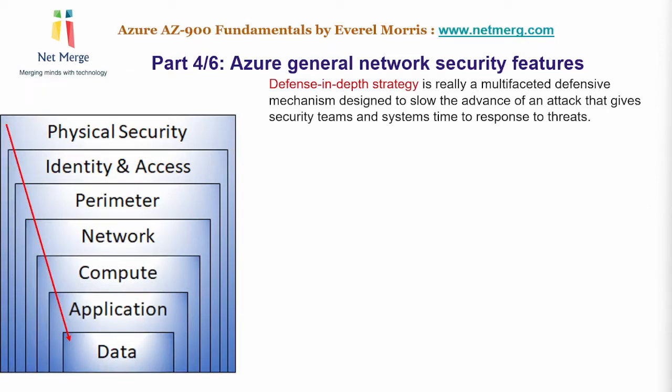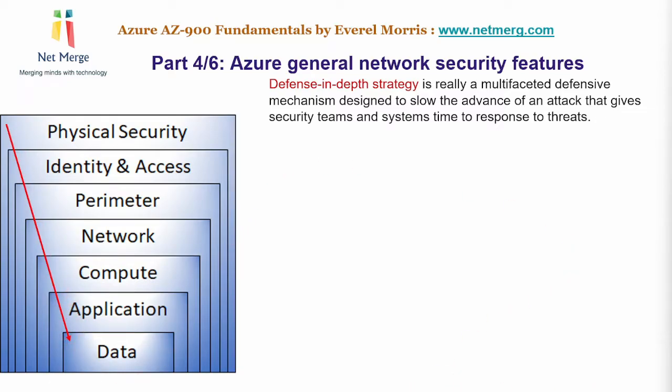Now we're going to take a look at defense in depth. It's really a multifaceted defensive mechanism designed to slow the advance of an attack, slow the penetration, and give security teams and systems time to respond to a potential threat. Now, as you could see, I drew an arrow going through from the physical security through identity, through the perimeter, network, compute, application, all the way to the nucleus of the information you're trying to preserve, which is your data. So I give you an idea of the penetration and how it would work.